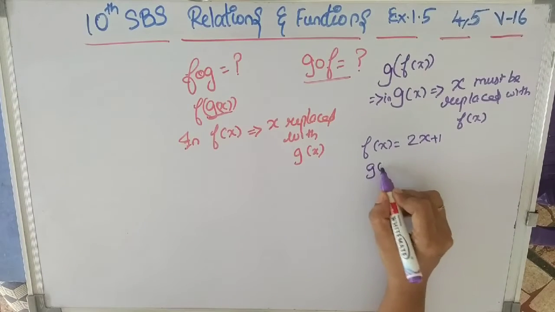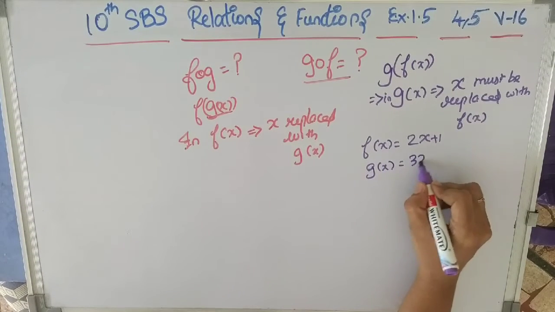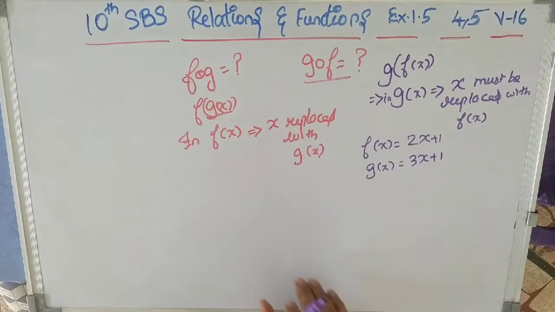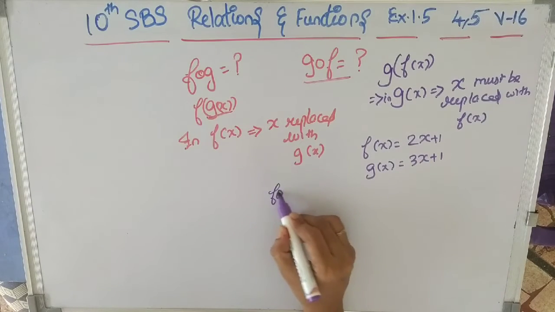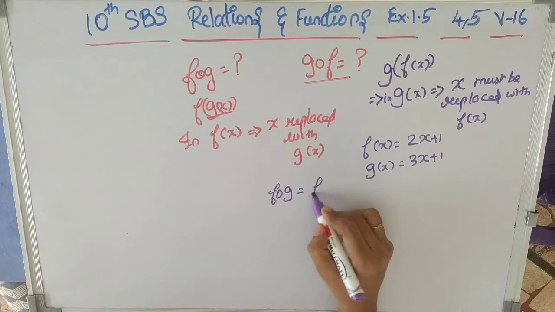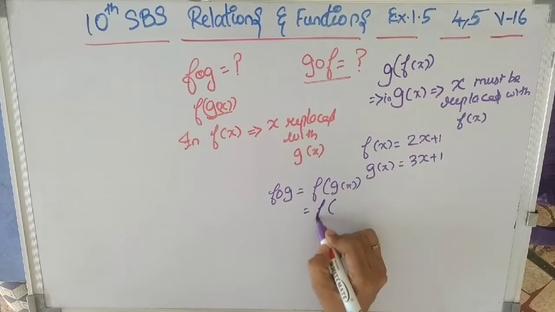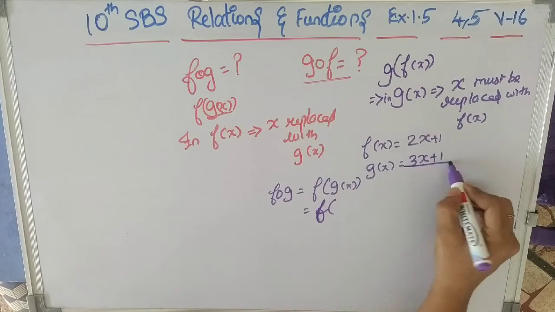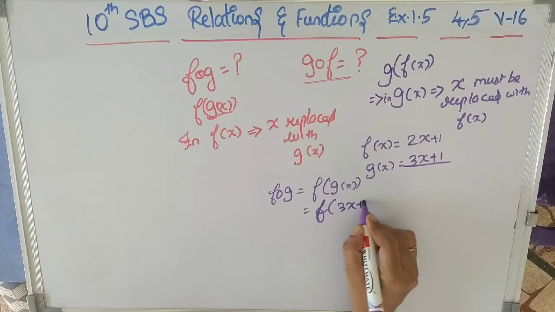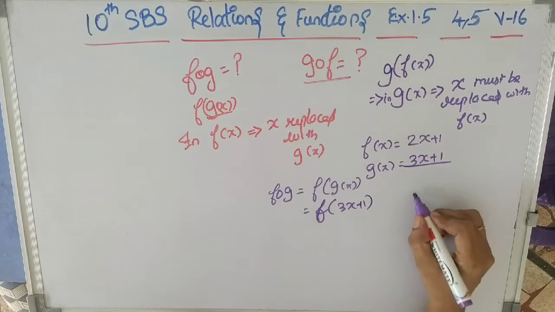F of x is equal to 2x plus 1. G of x is equal to 3x plus 1. Now take like this. Now let's find what is f dot g. What is f dot g? F of g of x. So f of, what is g of x? 3x plus 1, isn't it? So f of 3x plus 1.